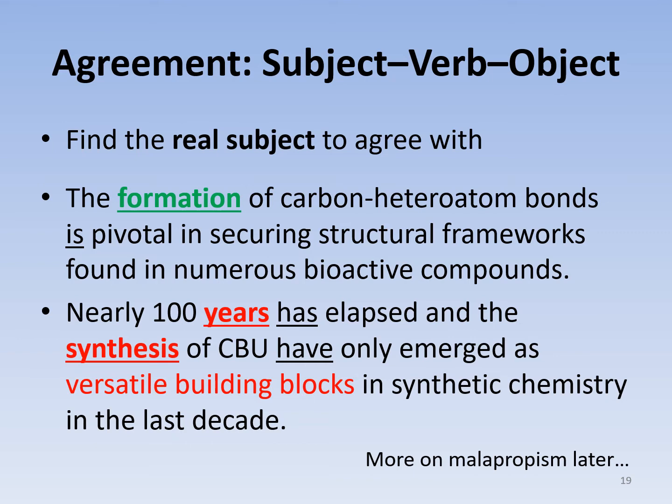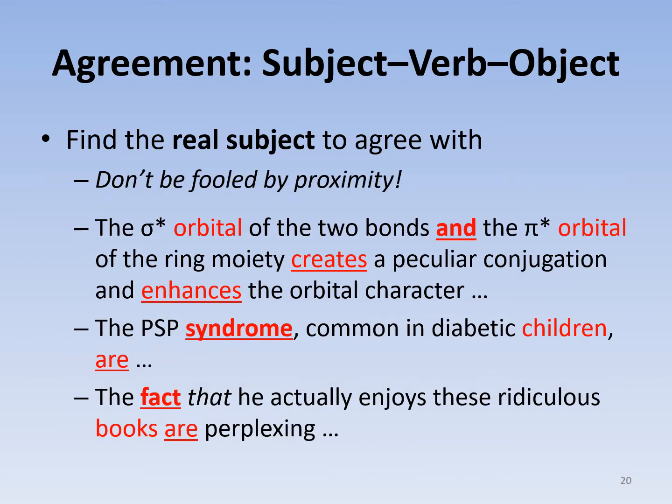So the key point here is that you really need to find the real subject to agree with, and you must not be mistaken. A common situation where you get mistaken is that you get fooled by proximity. Like here, the creates and enhances are immediate neighbors of the pi star orbital, which is singular. But actually, the real subject is the sigma star orbital and the pi star orbital. You have the two adding up together, which is plural.